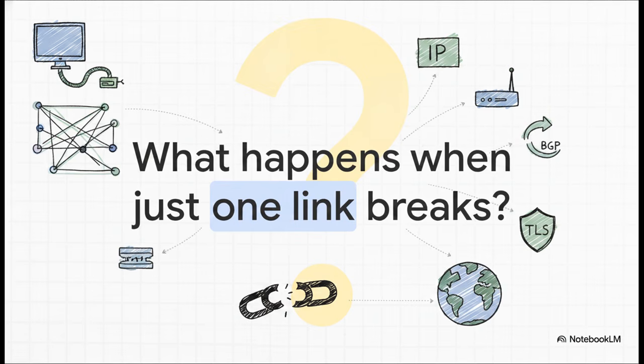Which leaves us with a pretty wild final thought. If every invisible click you make relies on all of these complex layers firing perfectly in sequence, what happens to our world when just one of those tiny links breaks?